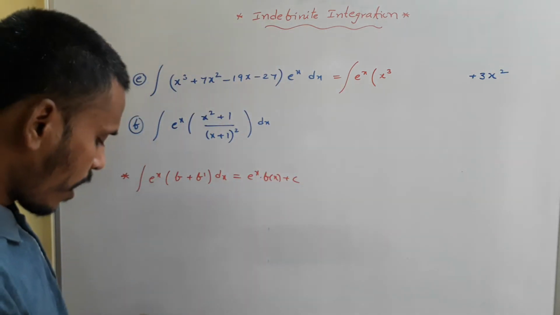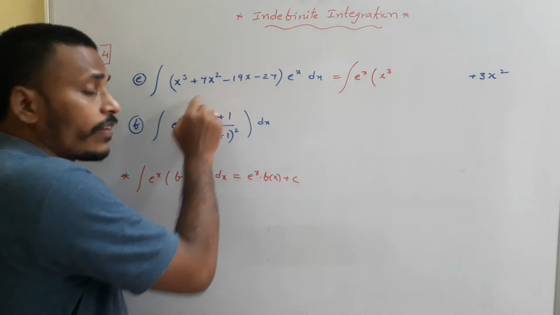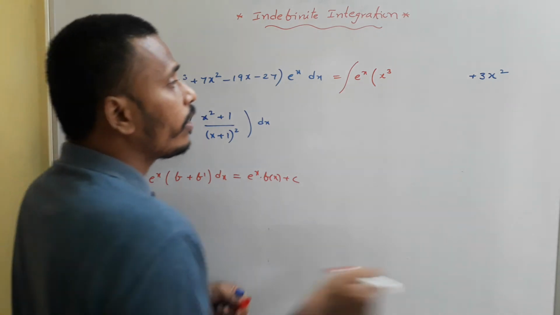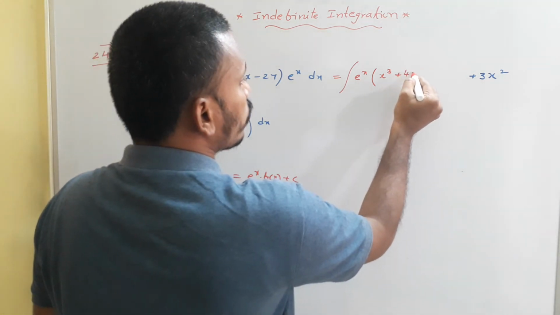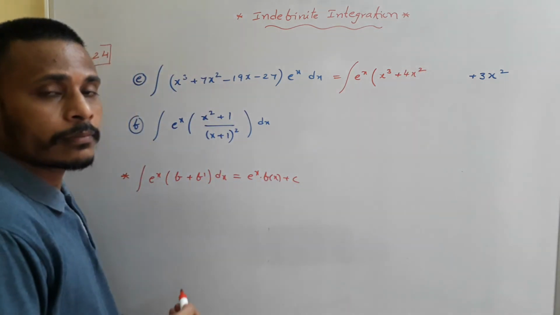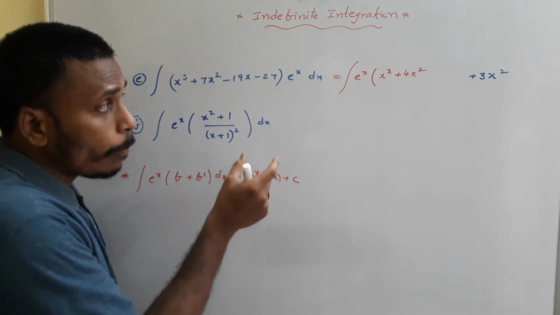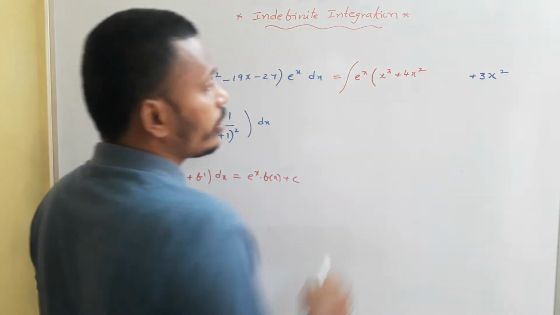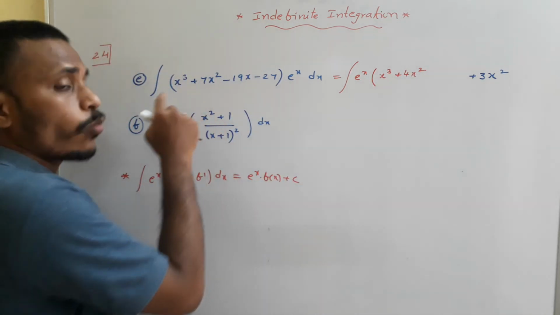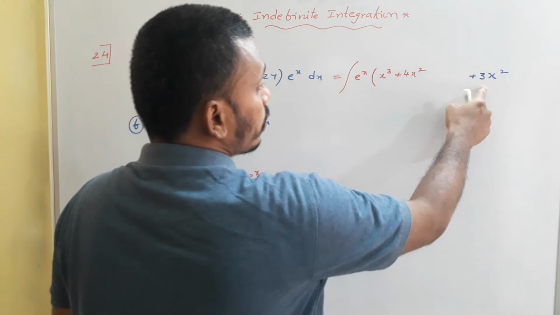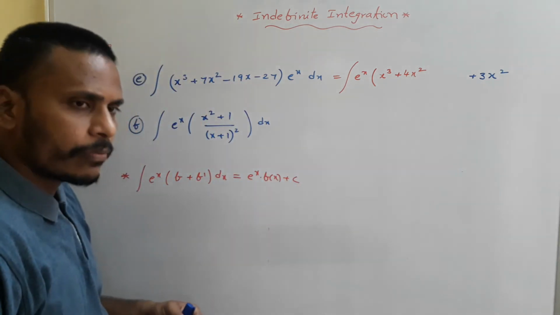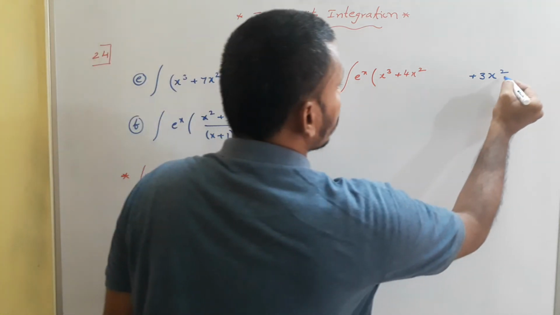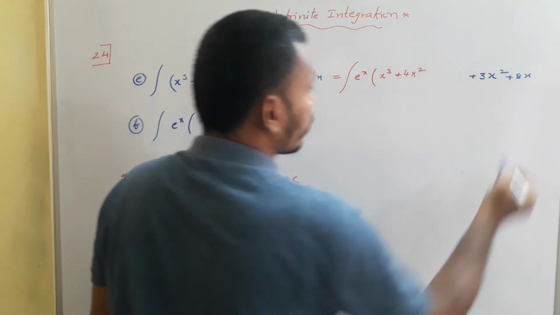Okay. Now check here. Already 7x square is given, but I wrote 3x square here. Then we are left with 4x square. I am trying to make a function and its derivative. Since I have x cube here, its derivative is 3x square. Since 7x square is given, after 3x square we are left with 4x square. If you have 4x square here, what is its derivative? Its derivative is 8x. So plus 8x.